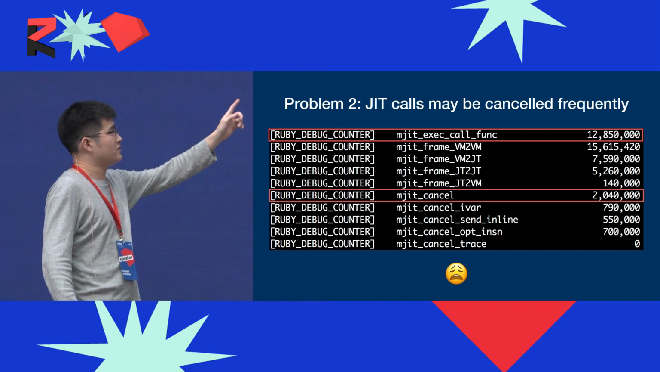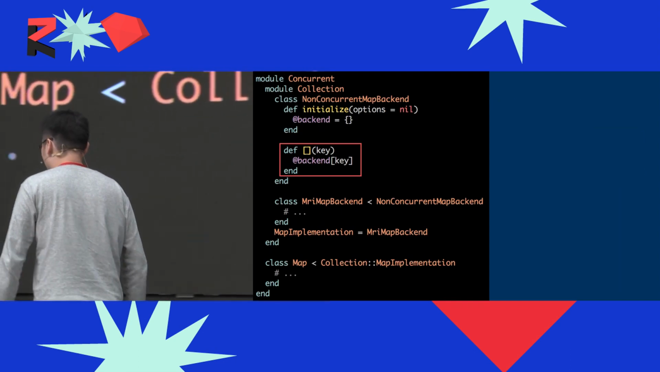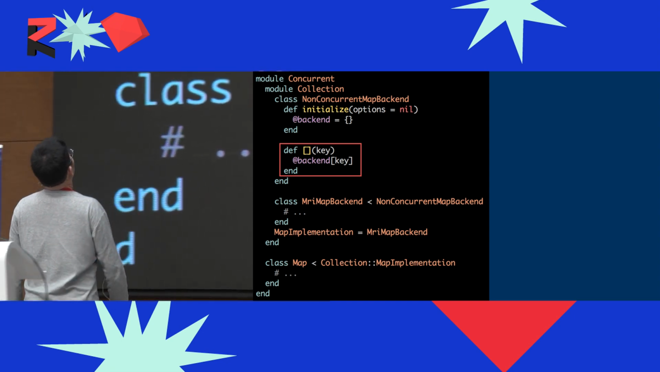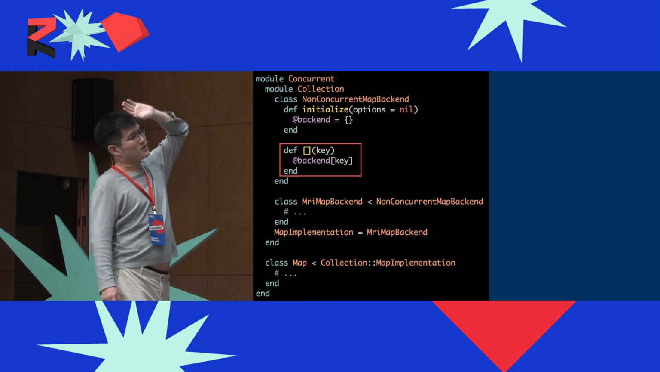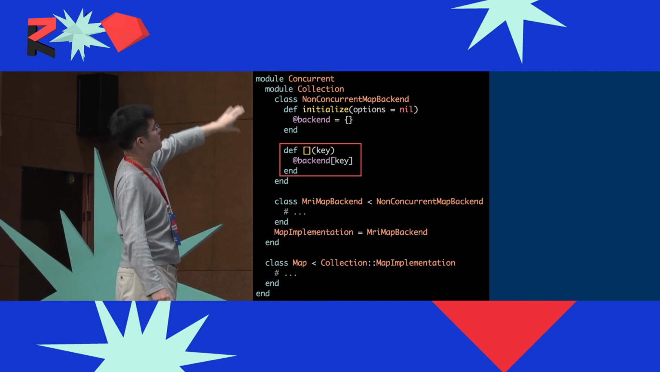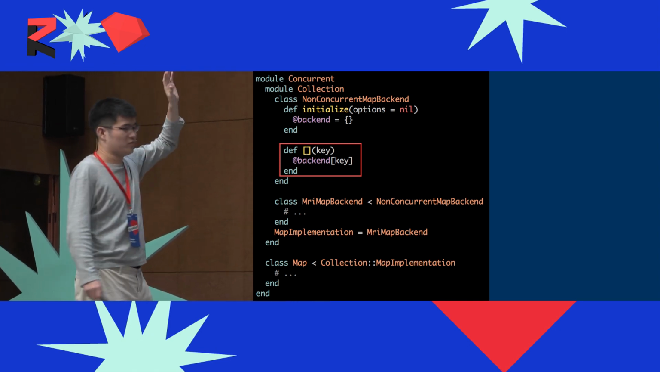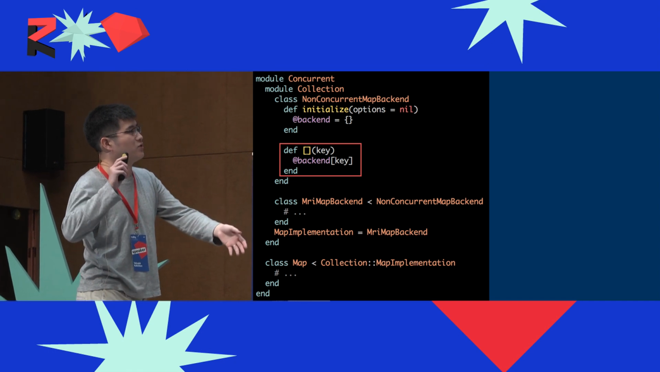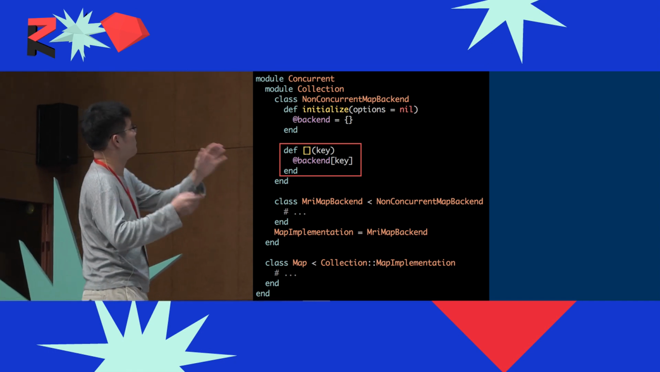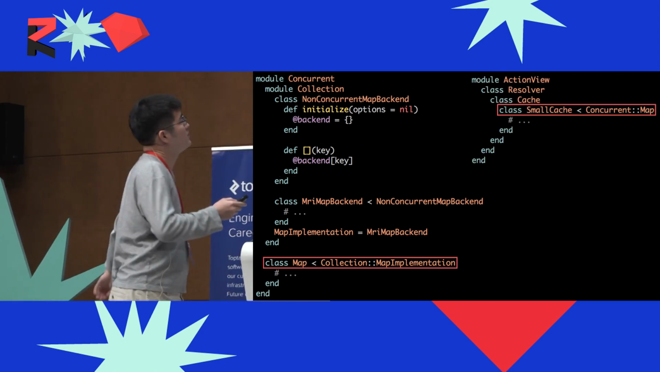And I wanted to make the cancellation 0. And when this happens, this is the actual code of the Rails application: Rails core, concurrent Ruby. So if there's a blanket method, this can be used in multiple subclasses like MRI map backend and map implementation and concurrent Ruby map and things like that.